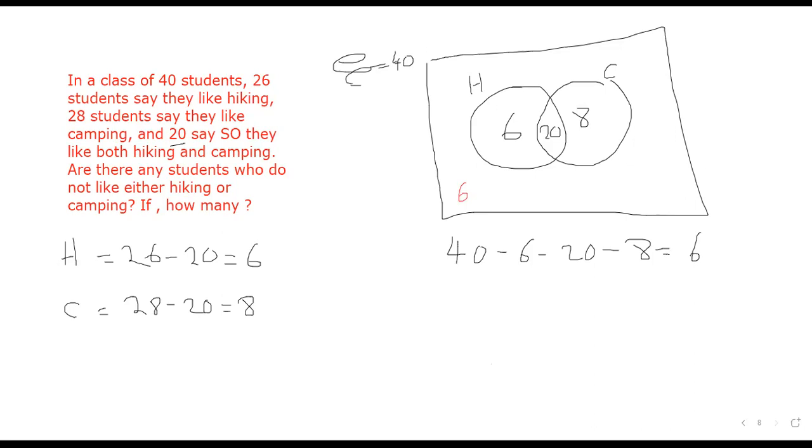6 is the number. The question is, are there students who do not like either of the two? Yes. How many? 6. So 3 marks and 3 marks. Are we following? Anyone behind? Anyone who's left behind?